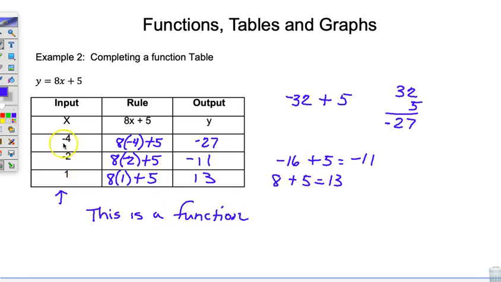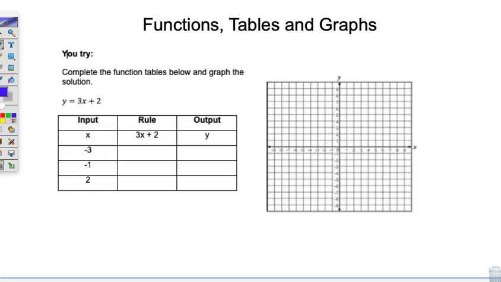If one of those x values repeated in this table, then we would say that it is not a function because it would not form a straight line if we graphed it. Let's move on to the next example, and you're going to get to see some of those functions actually graphed.